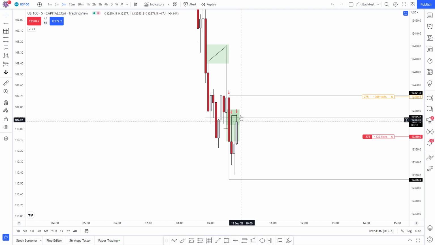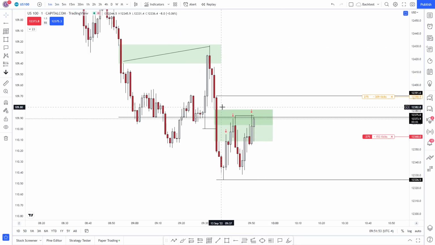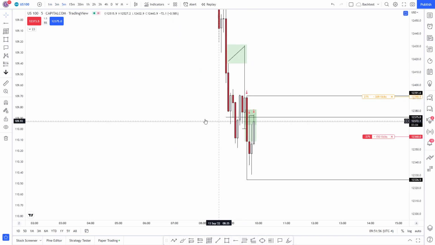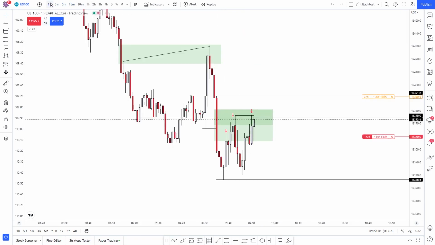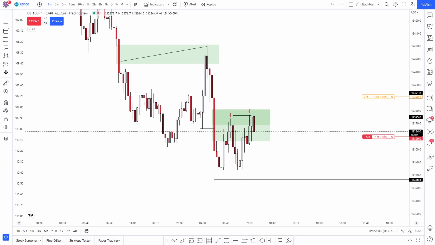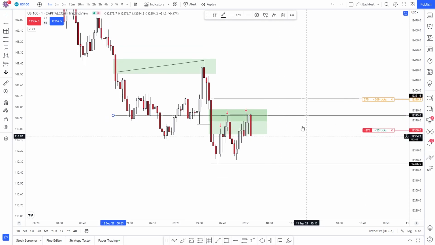Not really liking how price is moving, but we're still respecting. I wanted to see more of a displacement on the 5 minute, but let's see what happens. Okay, so we're getting our displacement. You see we rejected off the 75 level.